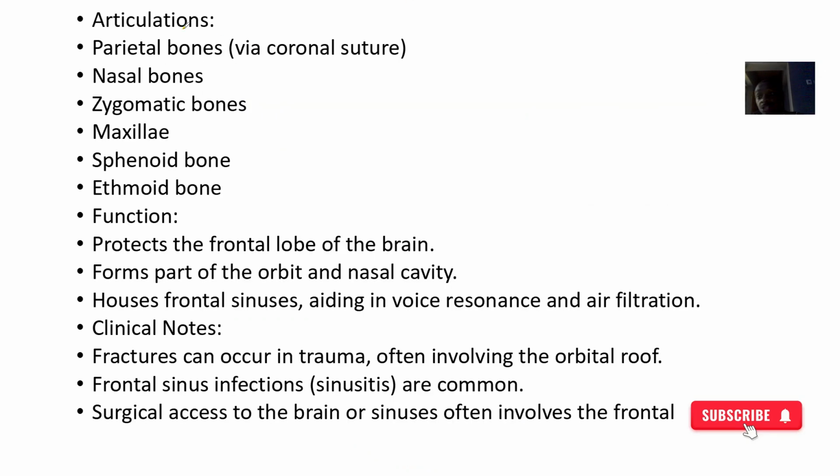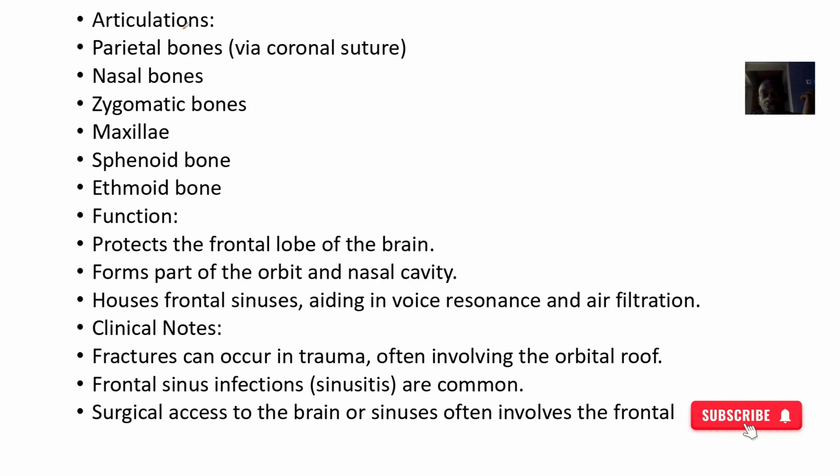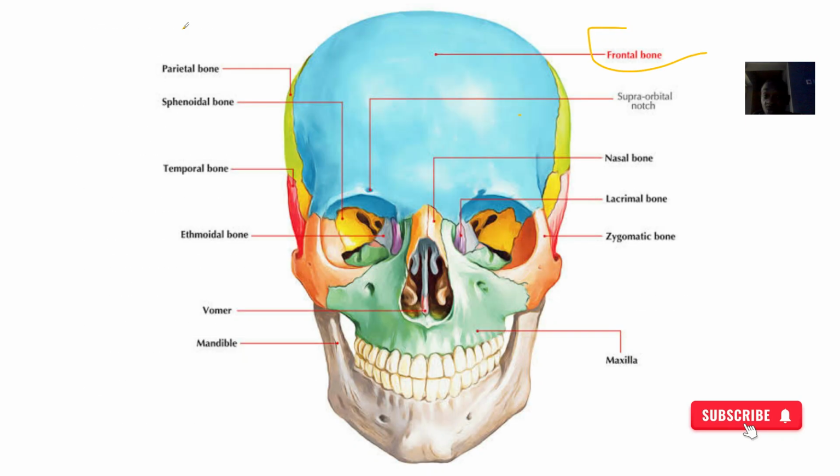So articulations, it joins with different bones. That's why it has many parts. It joins to the parietal bones, that's the side of the skull. It joins to the nasal bones, the zygomatic bones, the maxillary bone, the sphenoid bone, and the ethmoid bone.